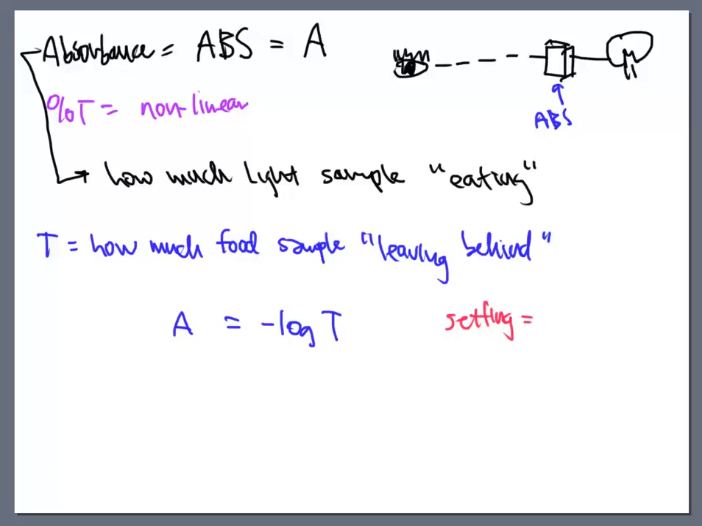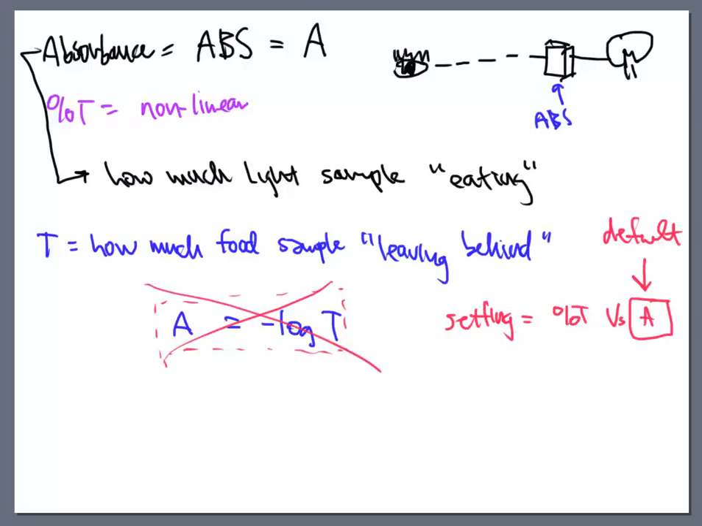And the setting on the instrument will flip it back and forth between percent transmittance and absorbance. I just have to go in there and make sure I'm reading under the right unit. By default, absorbance is now set on the machines. No longer do I have to do this calculation anymore. The machine does that calculation for me, and the machine will pop out that number on the computer screen.